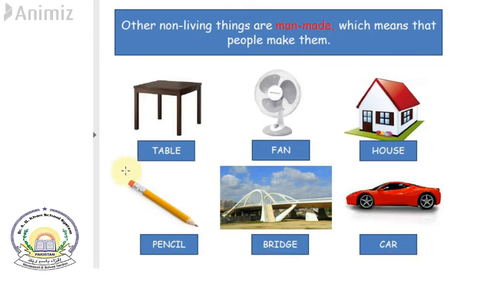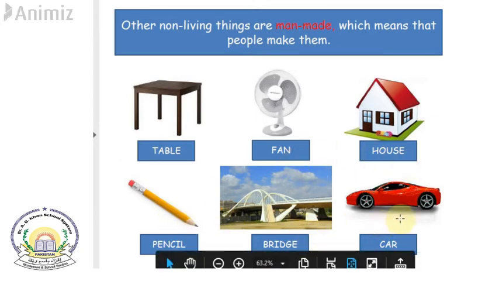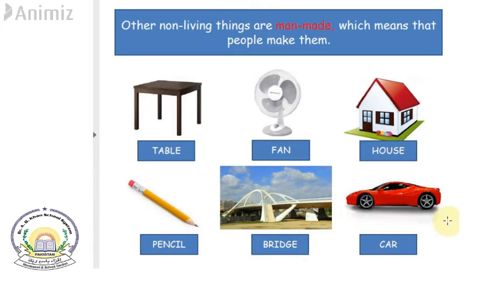For example, table, fan, house, pencil, bridge, and car are all made by man. These are called man-made because man creates them, man makes them. Anything made by human beings is a non-living thing because it cannot move on its own, and it does not require food, water, and air. So these are examples of man-made non-living things.